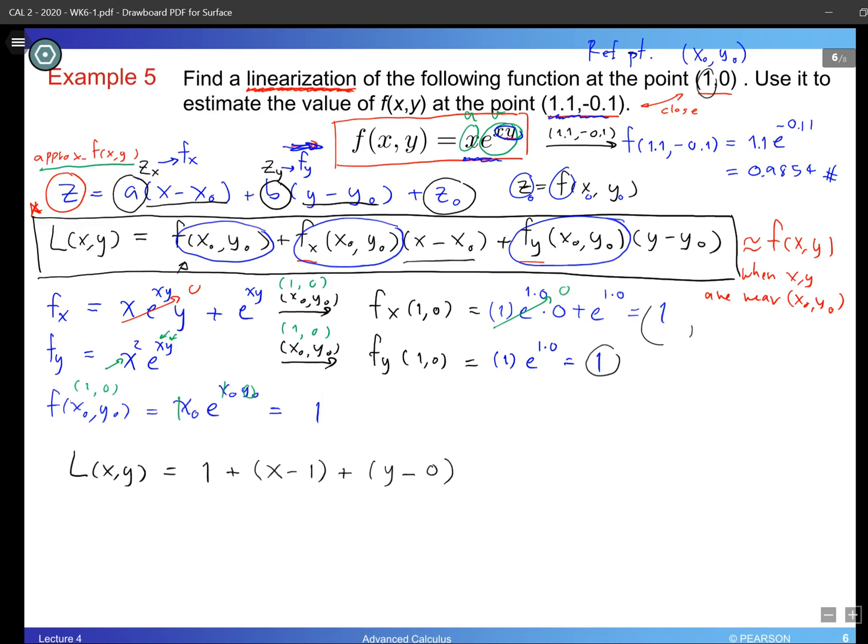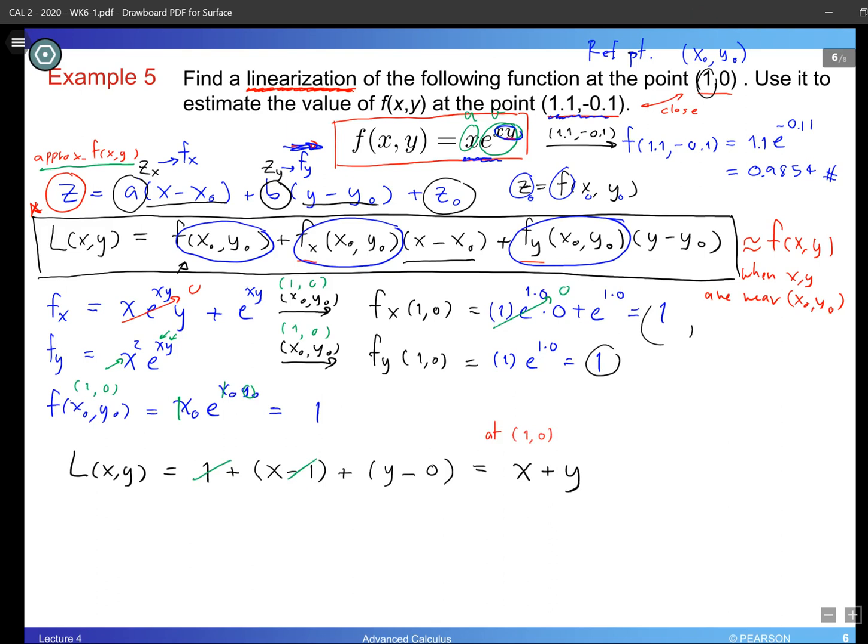Okay, so in the end, what do we have here? We have this equal to, right? 1 right here cancels with minus 1 right here. And in the end, we have the linearization of this function at this point to be equal to x plus y. All right? Once again, this is linearization at x0. So I should say that at point (1, 0).